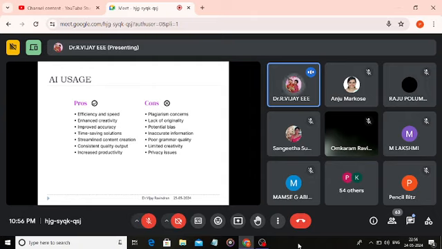Now here come the disadvantages. Plagiarism concerns: it might give you plagiarized content from the internet. That is a major problem with using AI. Then lack of originality.